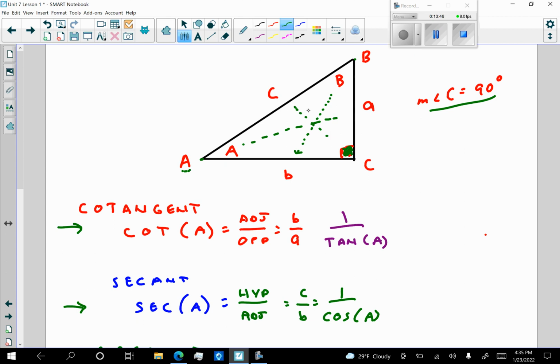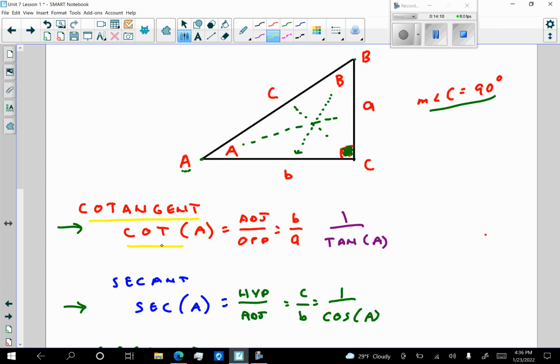And I'm going to now define these 3 new trigonometric ratios. The cotangent of an angle. The cotangent of an angle is abbreviated COT. It looks like cot, something you would sleep on. It's not. When you see the word COT, that means cotangent.